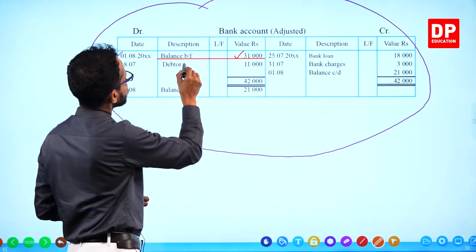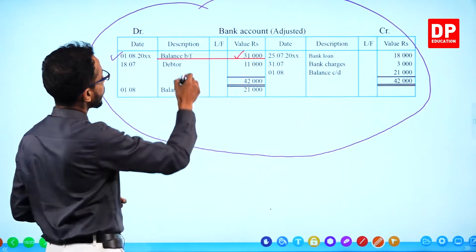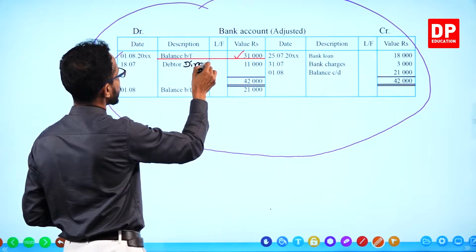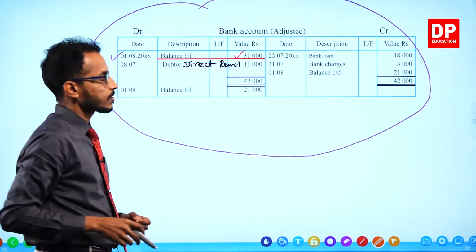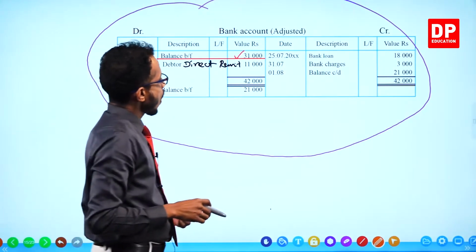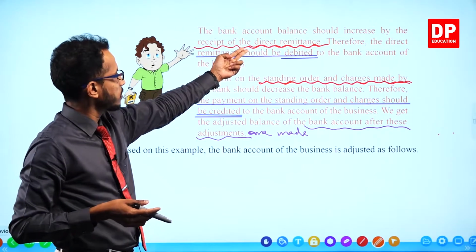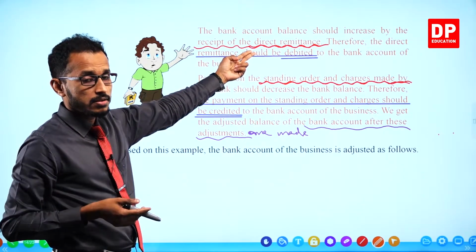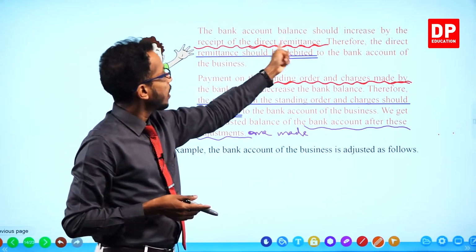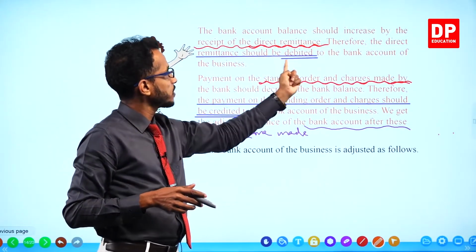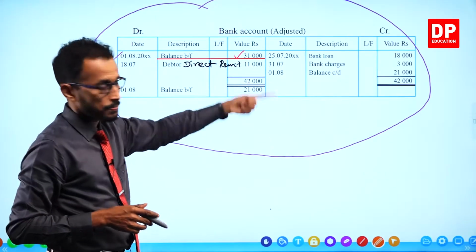And the direct remittance is debited as we discussed. Direct remittance 11,000. The reason is mentioned here. See, the receipt of direct remittances increases the bank balance, so direct remittances should be debited. See, that is why it has been debited here.